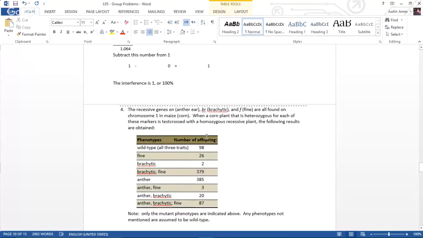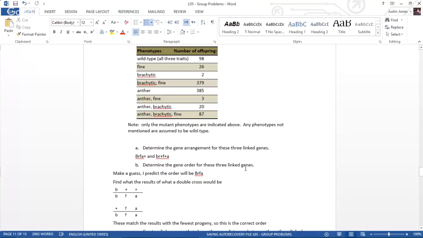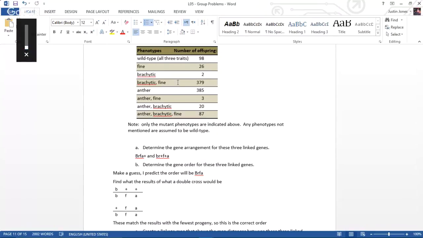Next one, more recessive genes. And right here it says all phenotypes not mentioned are assumed to be wild types. So I'm going to be doing the pluses for wild type again. So what's the parental genotype? You get the bractic, the fine, and then the anther in the other one. Everything else is the wild type.